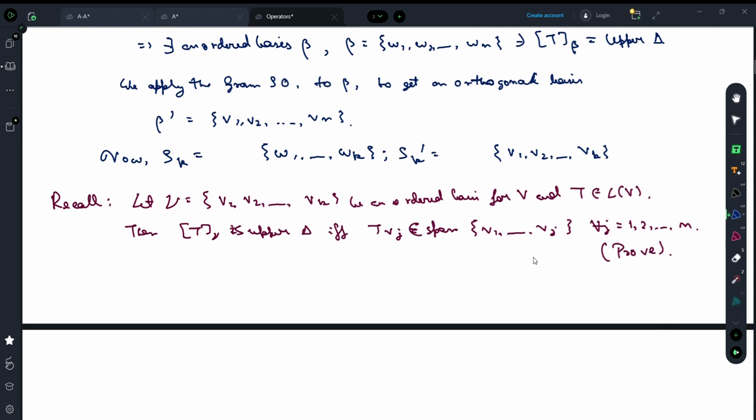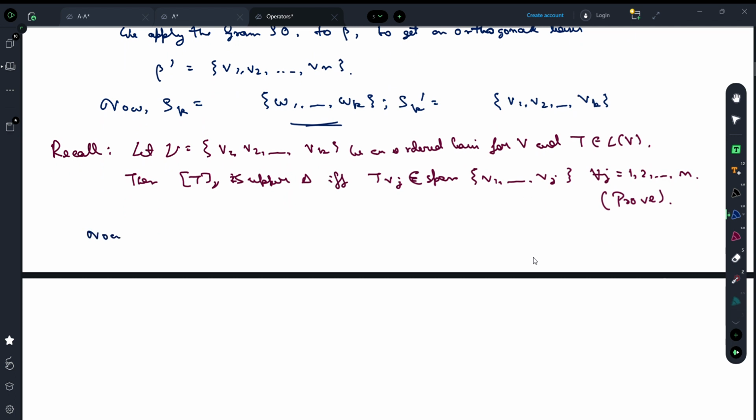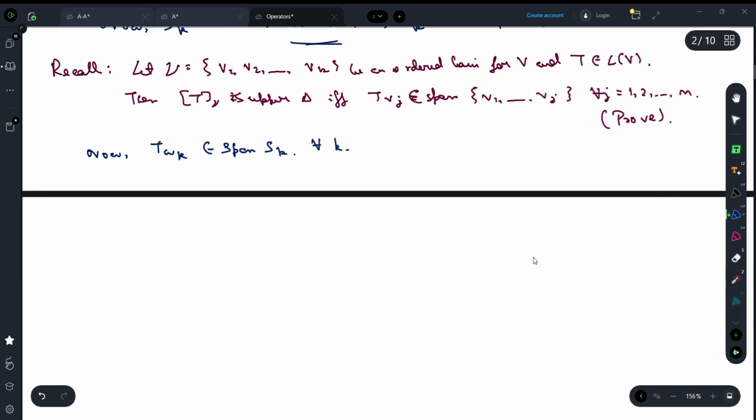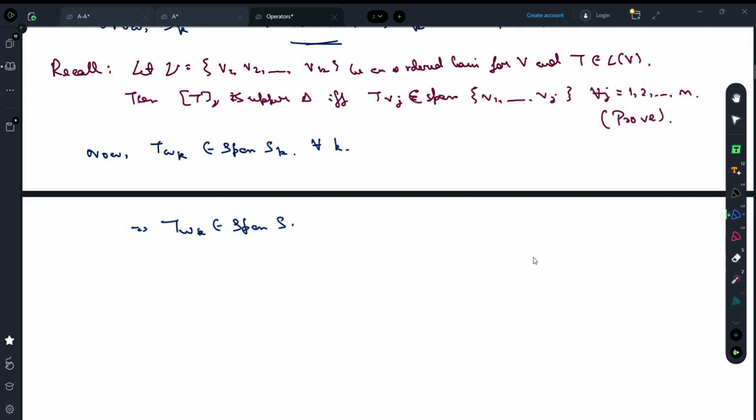Okay, so now we can use this fact. We have defined Sk to be this set of vectors and Sk dash to be this set of vectors. Since Wk is in Sk, therefore T of Wk should be in the span of Sk. Okay, clear? And this happens for all k. Now, span of Sk will be the same as span of Sk dash, right? So this implies T of Wk will be a vector in span of Sk dash as well, for all k.